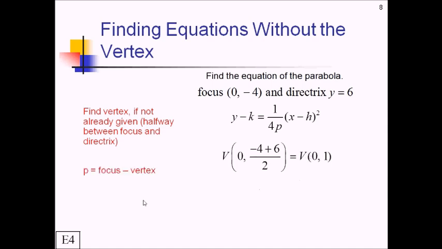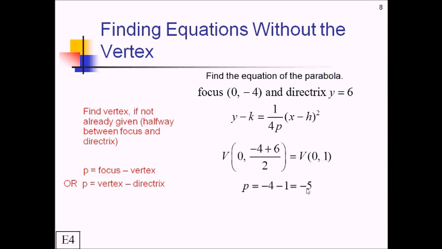And now for the p-value, there's 2 ways you can find this. You can do the focus minus the vertex, and we have both of those now. Or you could do the vertex minus the directrix. It'll be the same value. So I'm just going to do focus minus vertex. So that's going to be -4 minus 1, which is -5.